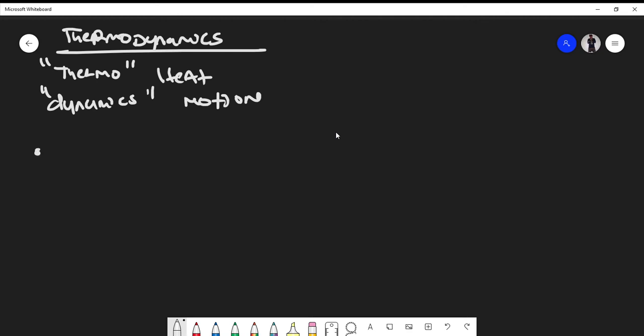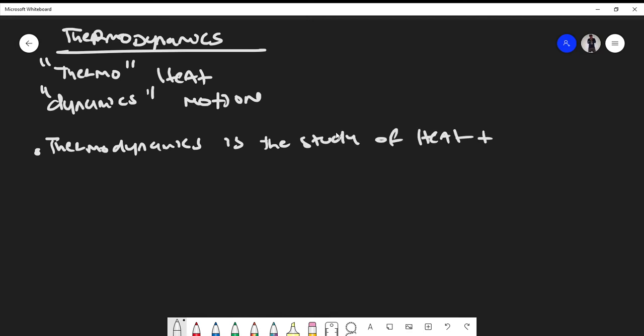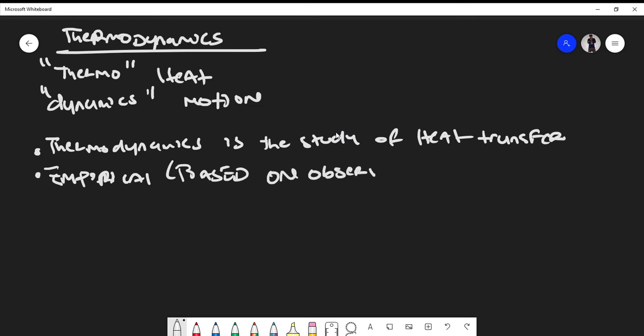So the first bullet point may be in the form of: thermodynamics is a study of heat transfer. It's a study of heat transfer, right? That's what we define as thermodynamics. Now it also has empirical properties. So what we mean by empirical is that it's based on observation only. That's what empirical means, right? So it's based on observation only.